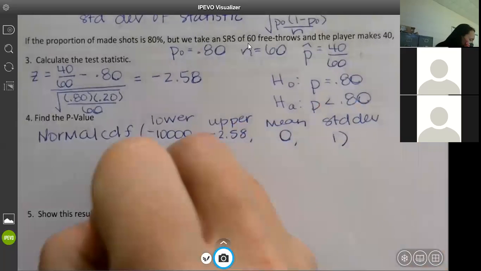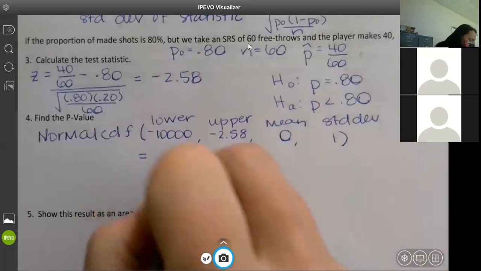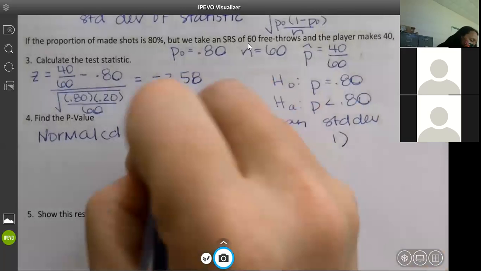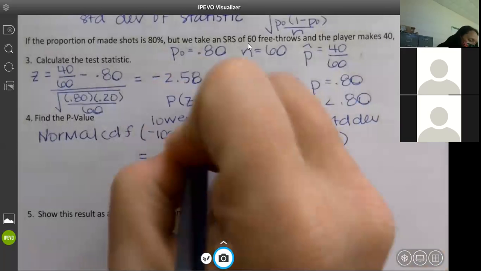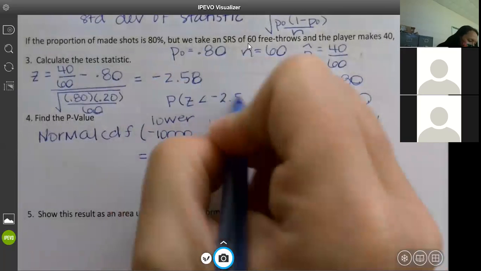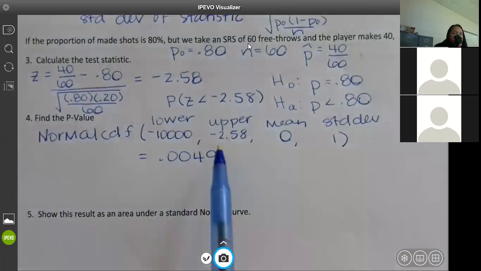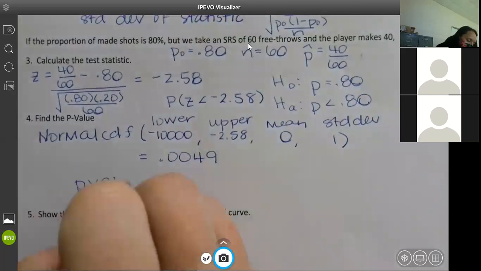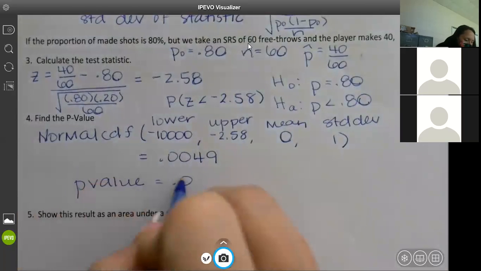Negative 2.58. Your mean, because we standardized and used z-scores, is going to be 0, and your standard deviation is 1. That will give you a p-value of 0.0049. So again, remember why we did lower and upper like this: we wanted the probability that z was less than negative 2.58. That's why we put it in the order that we did. So again, our p-value is 0.0049.